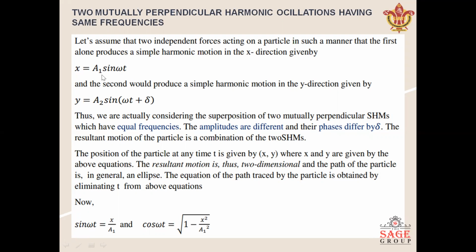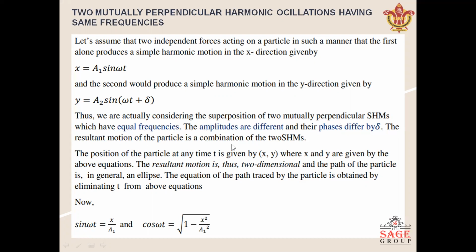This is a simple harmonic equation, a1 sine omega t, and the second would produce a simple harmonic motion in the y direction given by y is equal to a2 sine omega t plus delta, where delta is the phase difference. So in the x direction the motion is given by this equation, and in the y direction the motion is given by this equation where delta is the phase difference. Thus, we are considering the superposition of two mutually perpendicular simple harmonic motions which have equal frequencies, that I told you earlier, and the amplitudes are different and they differ in phase by delta.